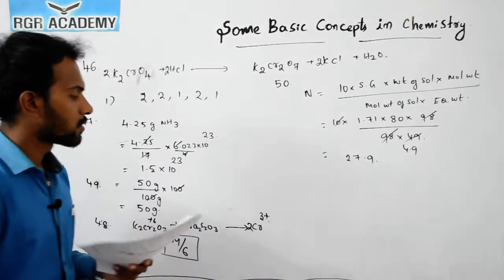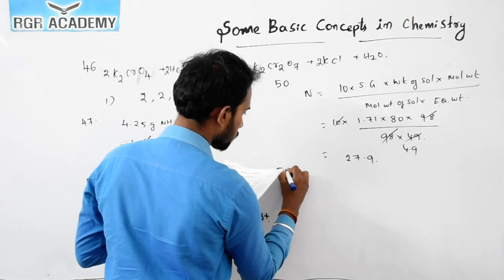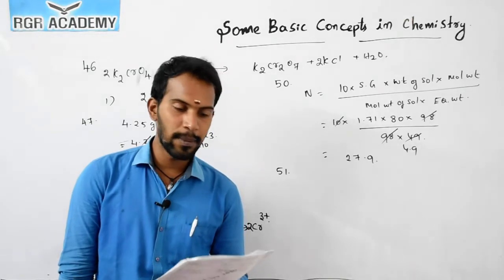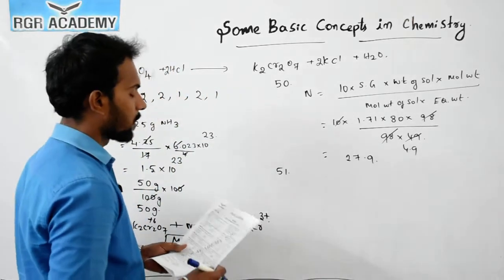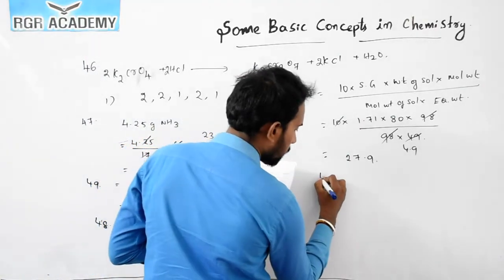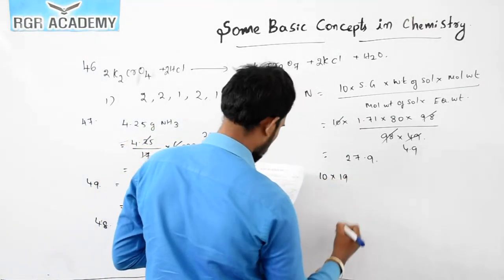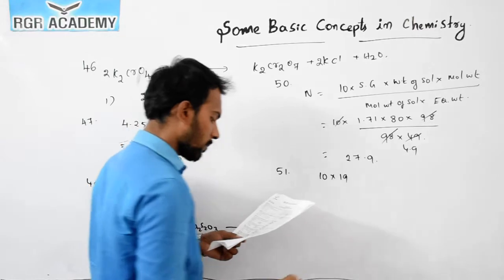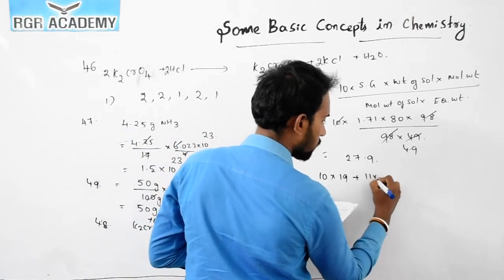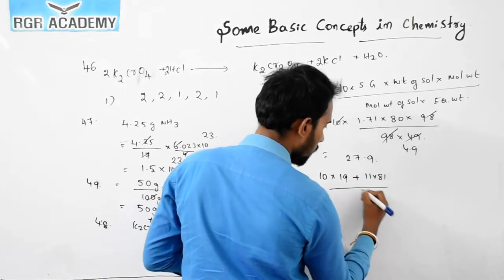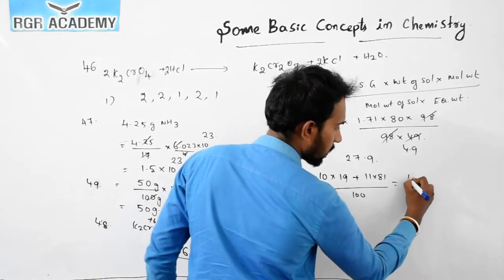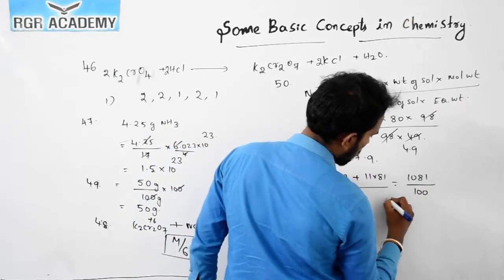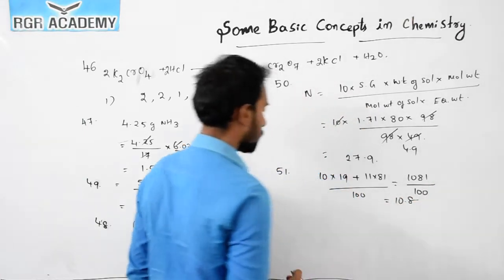Okay. Now the question number 51. So the percentage of boron isotopes B10 and B11. Okay. So we can say B11 has 19%, right? Okay. So 10 into 19 plus 11 into 81 divided by 100. So add these values, you will get 1081 divided by 100. The value is 10.8. Okay.